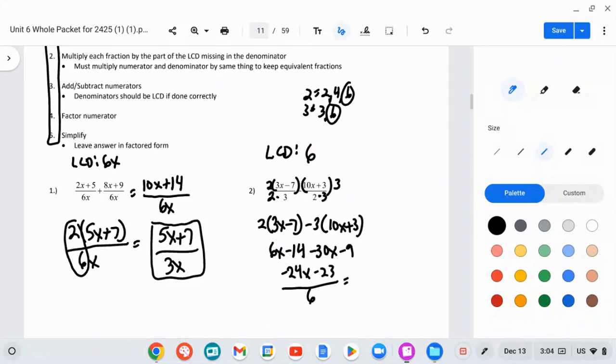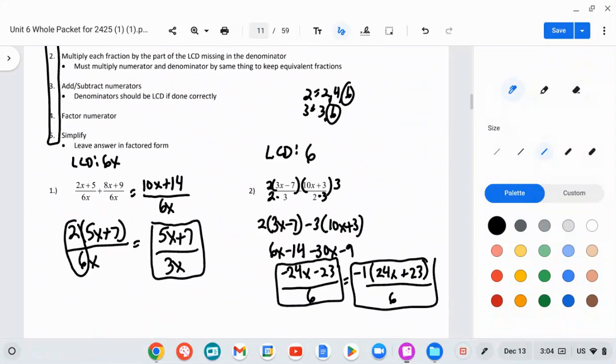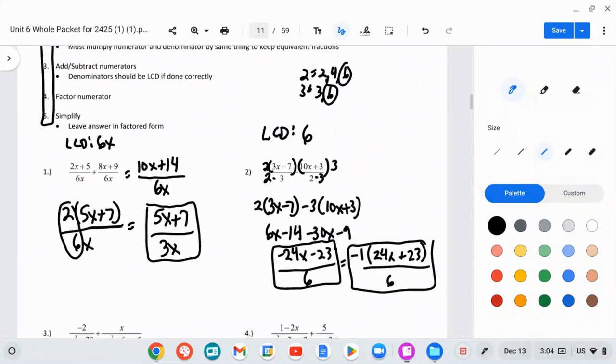We always try to simplify if we can. I believe the only thing we can actually do, though, is pull out a negative 1. 24x plus 23. So that doesn't change anything. So that would be my answer. If you showed this answer in the show your work portion, that would also work out. So both of them are good since there's nothing that actually canceled.